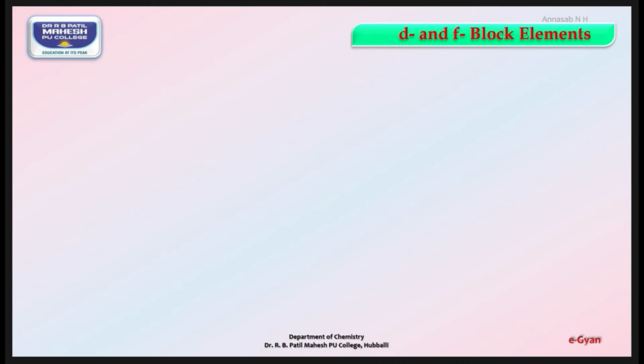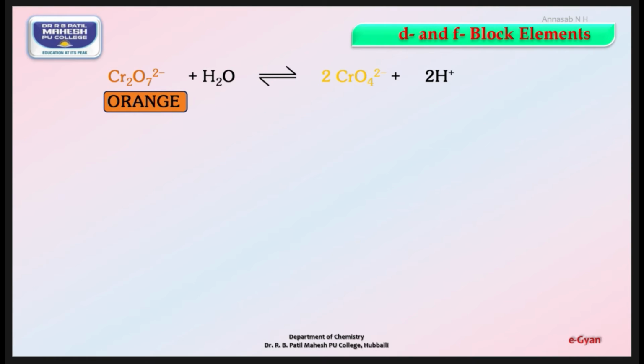If we maintain an equilibrium with respect to pH, the reaction is between Cr2O7 2 minus plus water in equilibrium with 2CrO4 2 minus and 2H plus ions. The first component, that is dichromate ion, is orange in color, whereas the other one is yellow in color.